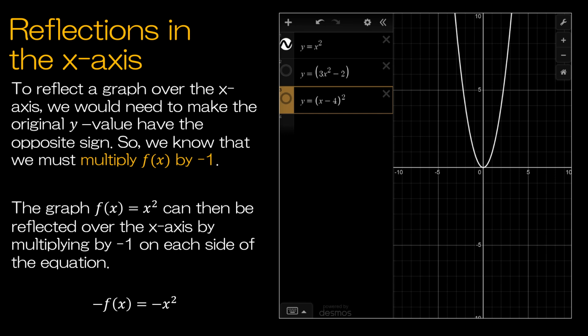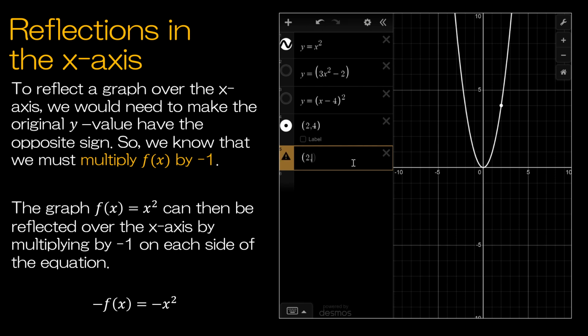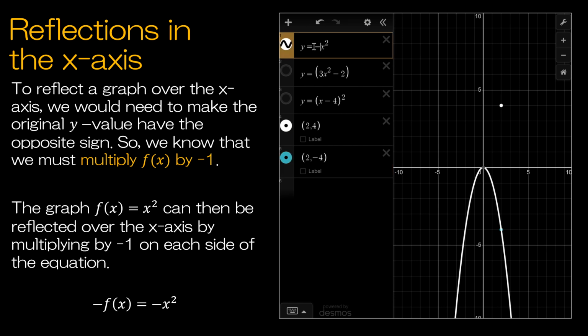So for instance, I have the point on my graph of (2, 4). Now, if I wanted to reflect that over the x-axis, I would need the y value to be different. I would need the y value to be at negative 4. And so watch what happens. Then if I'm changing the y value, I'm changing this to negative x squared, and you can see it does in fact go through that point (2, negative 4).